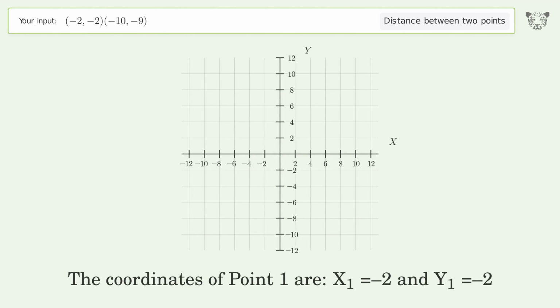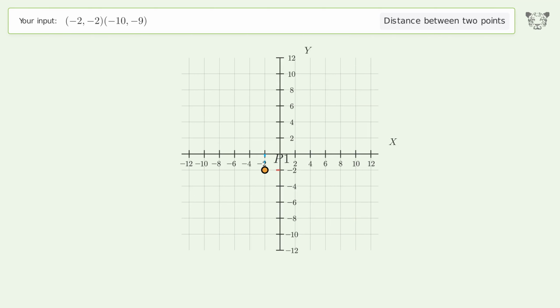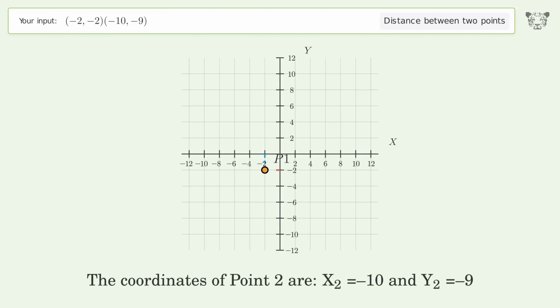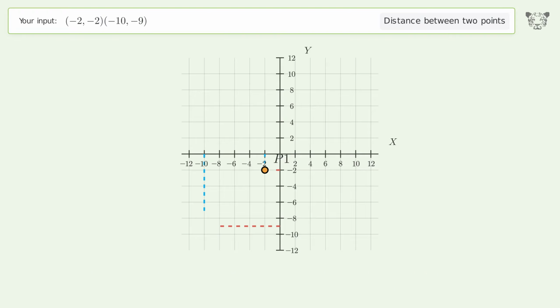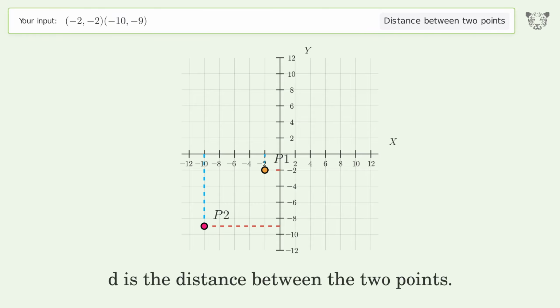The coordinates of point 1 are x1 equals -2 and y1 equals -2. The coordinates of point 2 are x2 equals -10 and y2 equals -9. D is the distance between the 2 points.